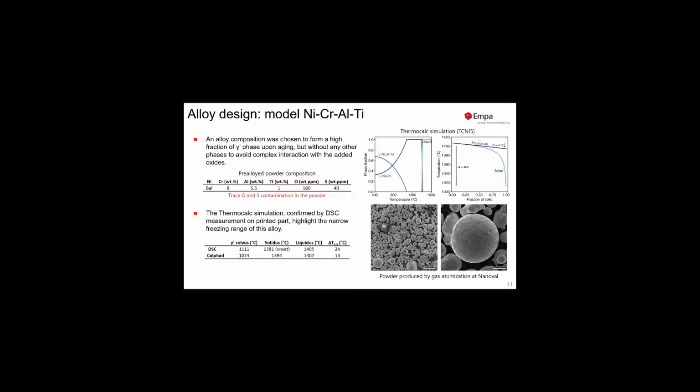We decided to go for the latter and designed a quaternary alloy consisting of nickel, chromium, aluminium, and titanium. The composition was chosen to form a rather high fraction of gamma prime phase, similar to commercial alloys such as CM247LC, but without any other phases, to avoid complex interactions with the added oxides.